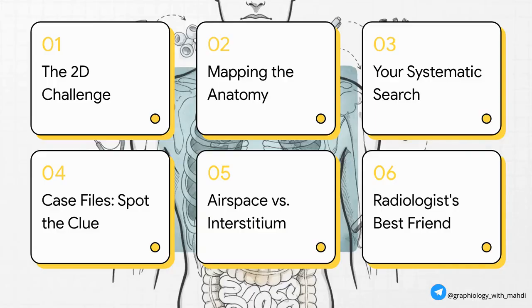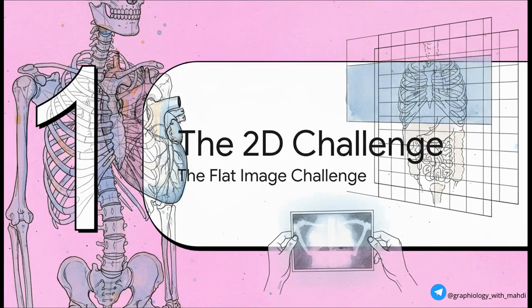So how in the world do we do that? Well, we've got a roadmap. We're going to start with that whole 2D problem. Then we'll map out the must-know anatomy. After that, I'll show you a technique that all the pros use, a systematic search pattern. Then we'll have some fun and test our skills with a few case files, dive into some key disease patterns, and we'll finish with what is, no joke, maybe the single most important rule in reading any X-ray. So let's dive right into that first big hurdle.